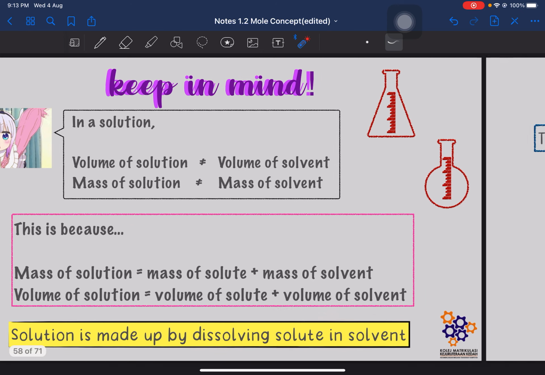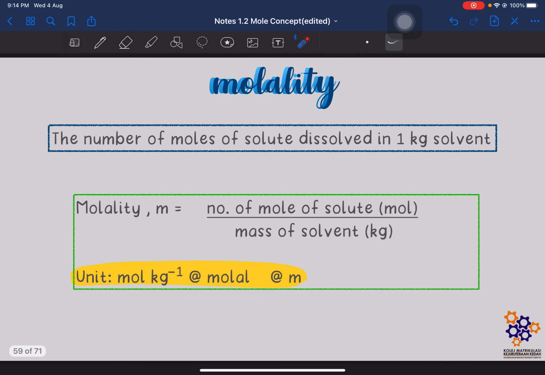Now let's get into the second term of concentration, which is molality. Molality is the number of mole of solute dissolved in 1 kg solvent. Now, whereas earlier it was mole of solute dissolved in 1 liter of solution.